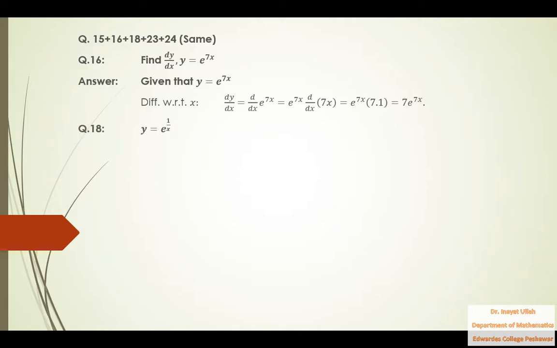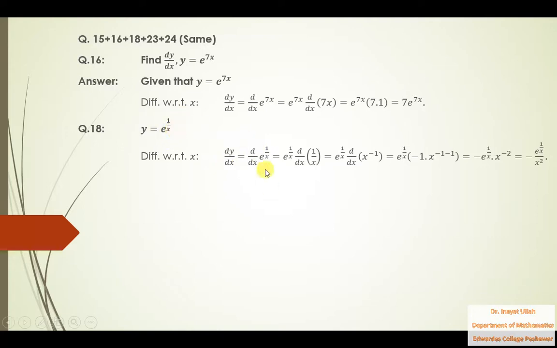Question number 18, y is given to us as e power 1 by x. In the same manner, we will differentiate this function with respect to x. So differentiating y with respect to x and differentiating e power 1 by x with respect to x, the derivative of e power u is the same e power u into the further derivative of this u, which is 1 by x.